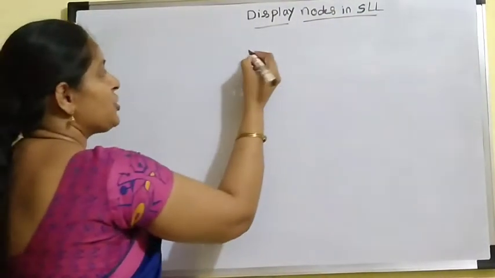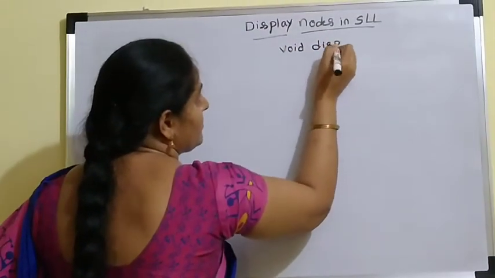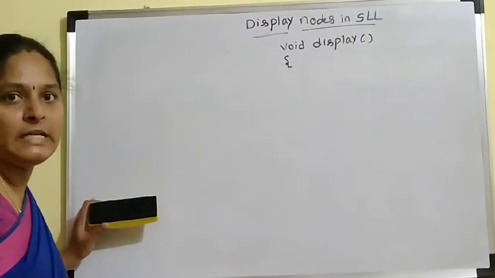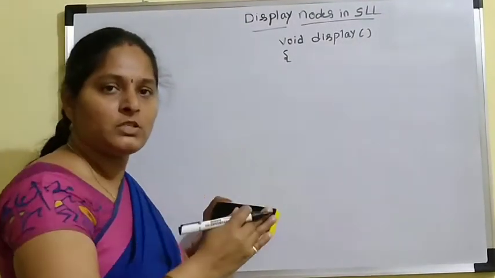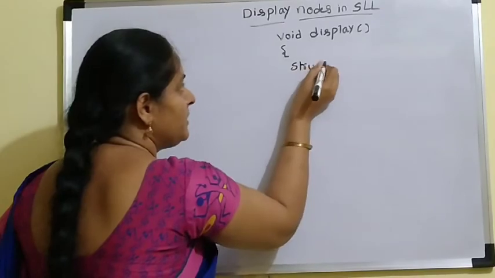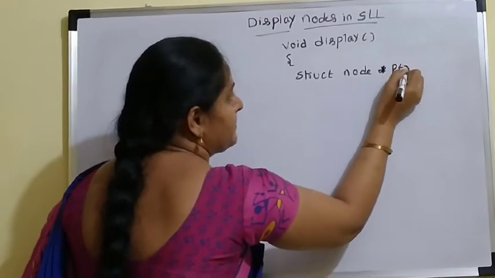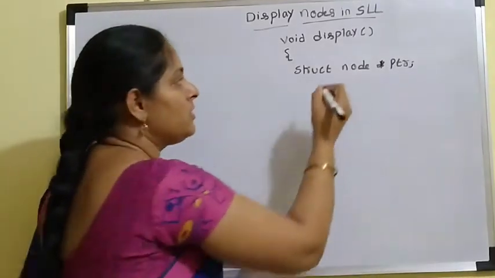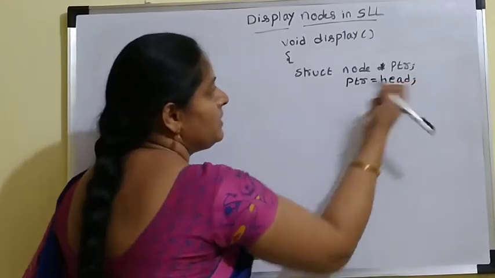Okay, see the display function. Void display. See how to print all the nodes of the single linked list. Here also, as usual, for moving from first node to last node, we need one extra pointer. So declare the extra pointer, struct node star ptr. Initially, we need to start printing from the beginning node. So assign head address to the ptr.